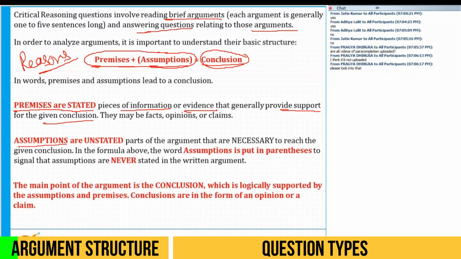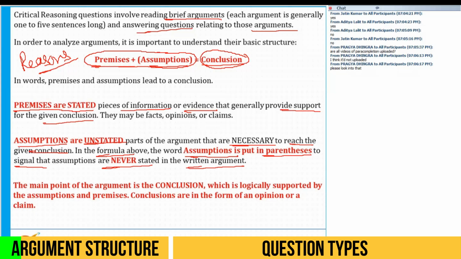Assumptions are nothing but reasons that are unstated, and remember, they are absolutely necessary to reach the given conclusion because they are also reasons. Your conclusion is based on a reason. Without a reason, if you are forming a conclusion, then your conclusion is going to be invalid, isn't it? So even if I don't state a reason, but you understand that there is a reason behind it, the reason that is not stated is called an assumption. And because assumptions are never stated, you will never see them written there in front of you. That is why in the formula above, the word assumptions has been put in parentheses to signal to you that assumptions are never stated in the written arguments.